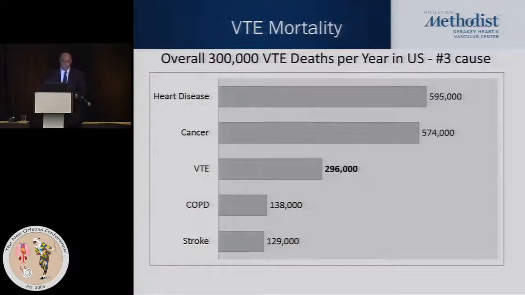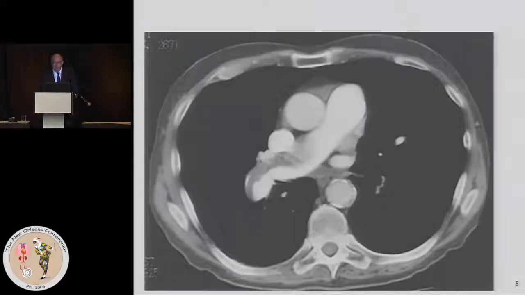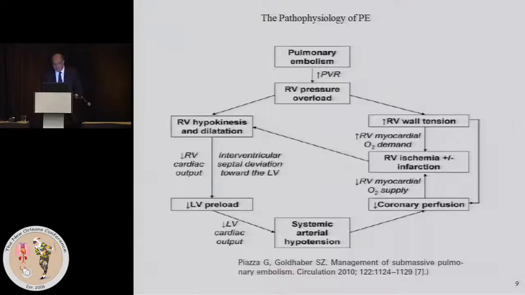Now, venous thromboembolism is a big problem. Many of you know about this. There's over 300,000 people that die every year in the United States as a result of venous thromboembolism. It's really topped only by heart disease and by cancer. This is an example of a pulmonary embolus that is seen on a CT scan, which of course is one of the most devastating consequences of venous thromboembolism.